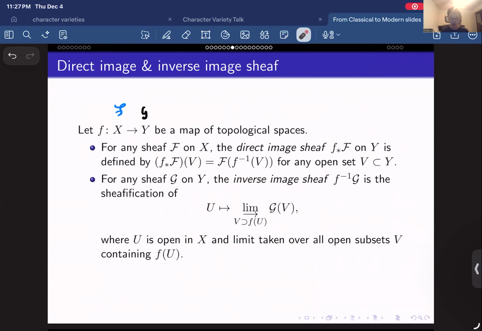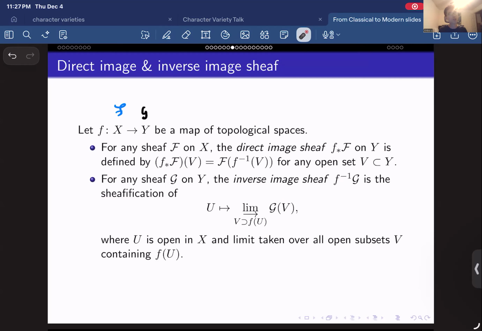This is actually the direct limit taken over all open subsets V containing f of U. So this is really a little bit hard for you to write out the sections, the elements of F of U, because it involves something complicated called sheafification. Well, the nature is really not complicated, because the philosophy of sheafification is this.